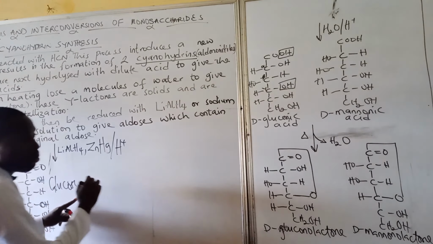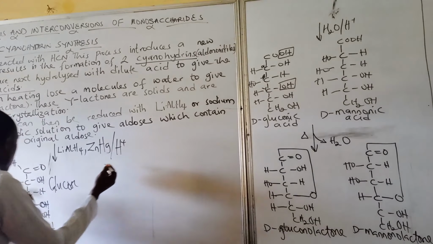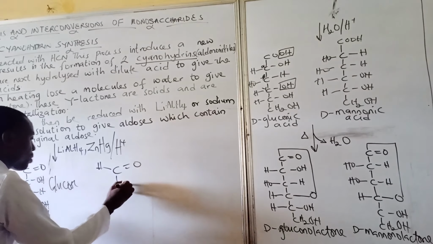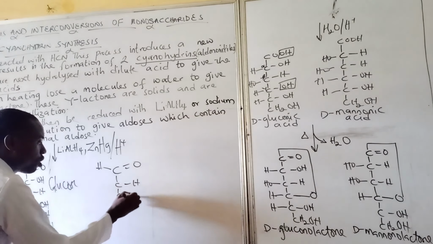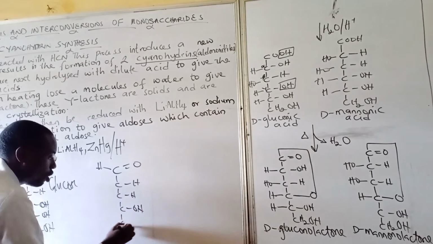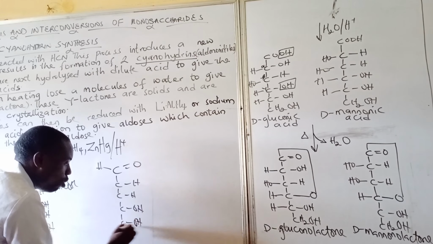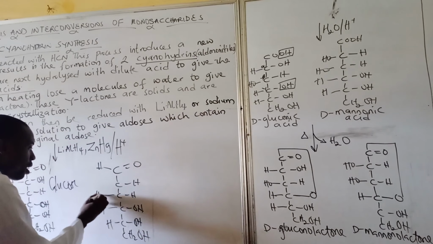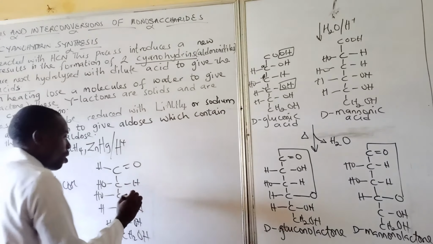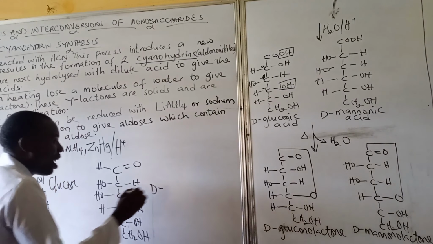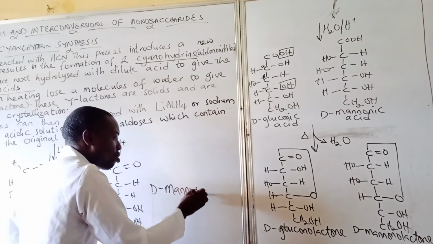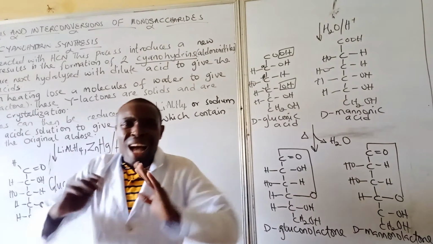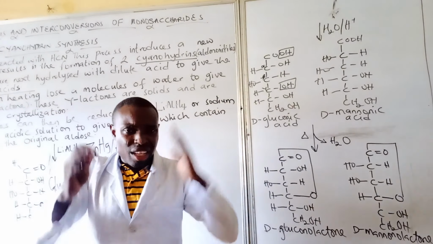While the other one, for the mannonolactone, the same process here. H, OH, CH2OH. Then we move here. So this is what we call D-mannose. Now, in our next video, we'll be talking about other reactions in this aspect.